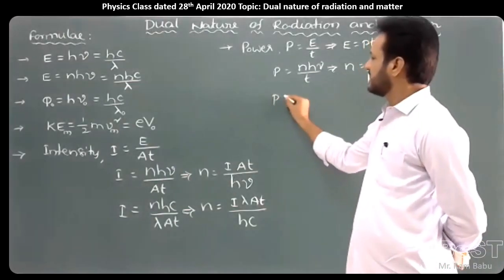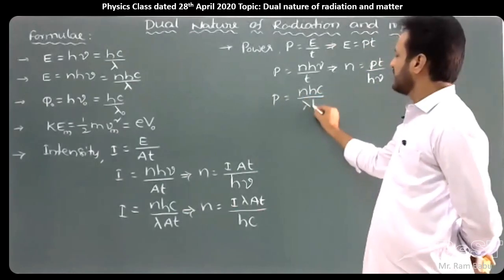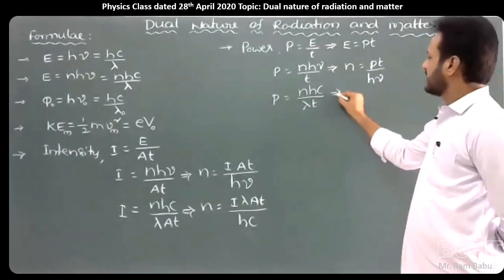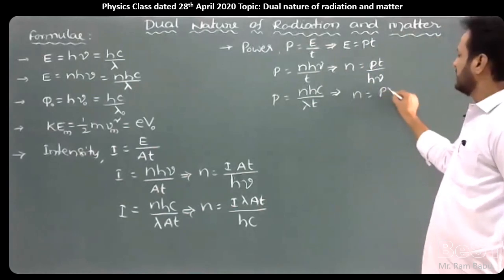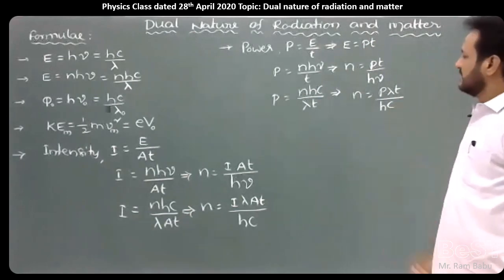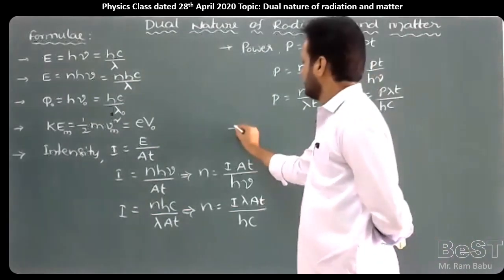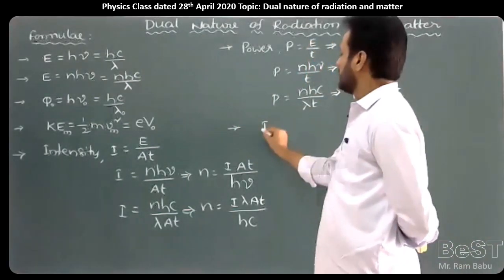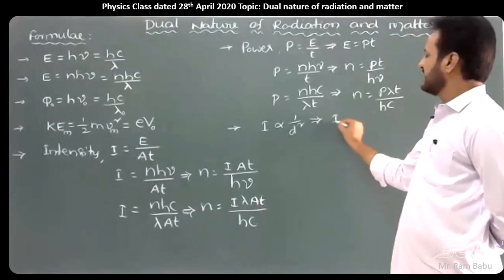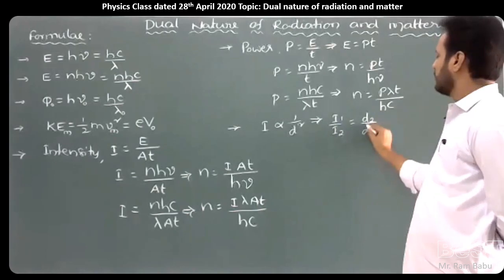One more formula: power P is equal to n into hc by lambda into t. So in place of nu, I am writing c by lambda. That implies the number of photons n is equal to P into lambda into t by hc. And one more formula: intensity is always inversely proportional to the square of the distance. I proportional to 1 by d square, or I1 by I2 is equal to d2 by d1 whole square, you should write.